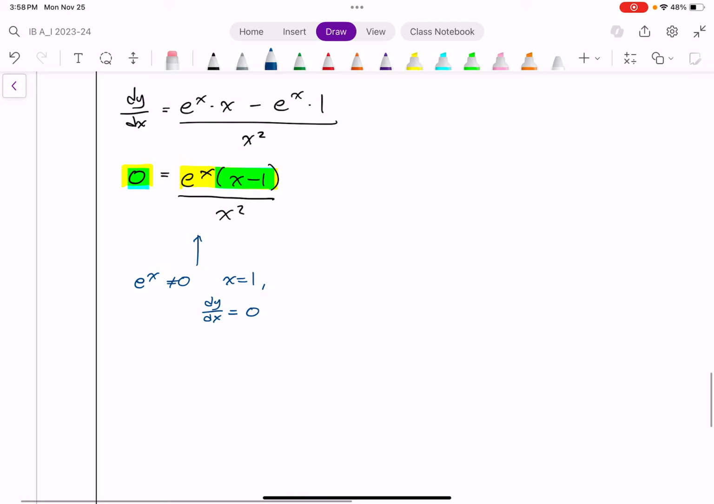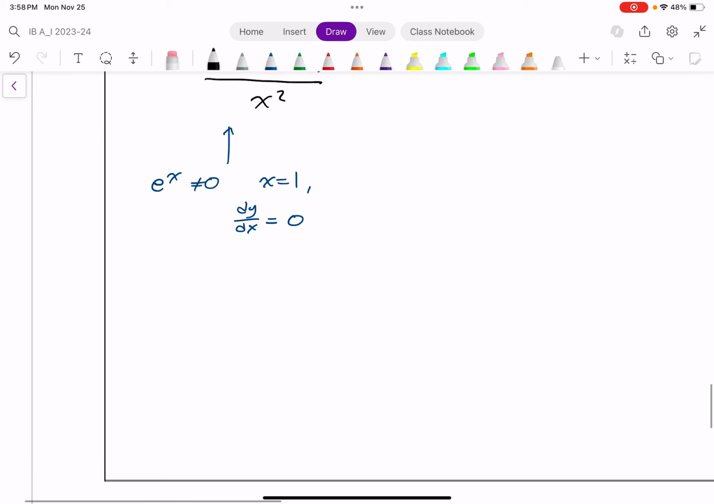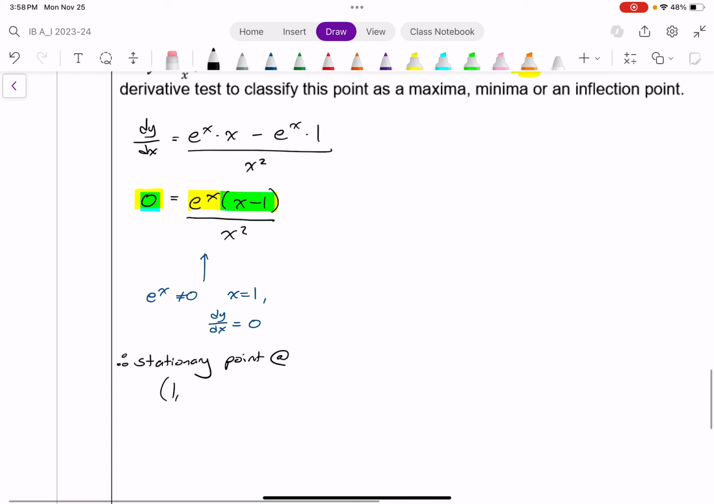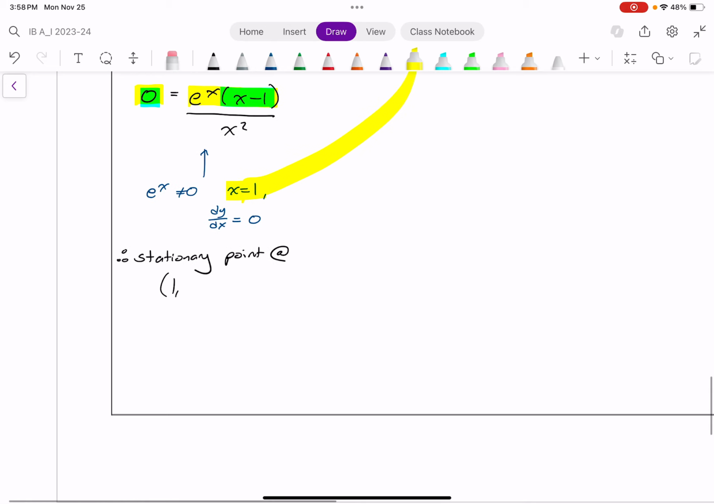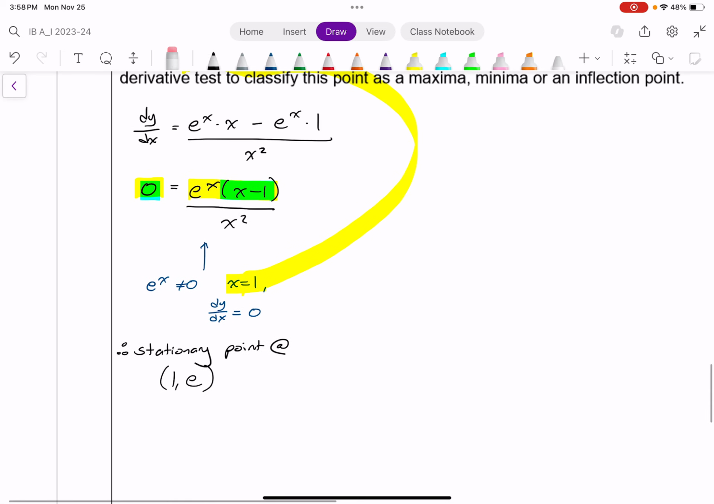So now where is that stationary point? Therefore, the stationary point is at 1 comma. For the y value, I just need to put this value of 1 back into the original function right here. I get e to the power of 1 divided by 1, which is e to the power of 1, which is e. So the one and only stationary point is at 1 comma e.